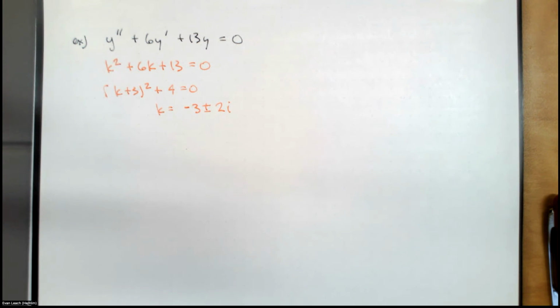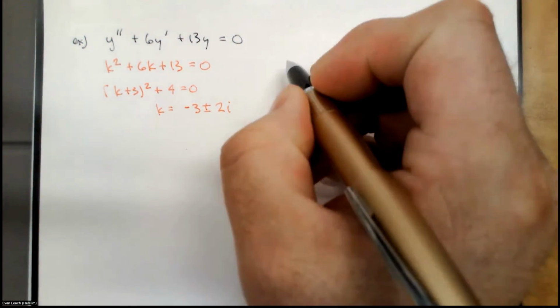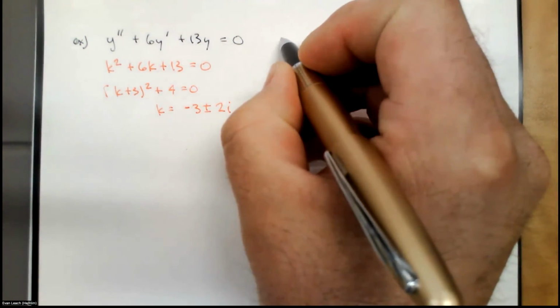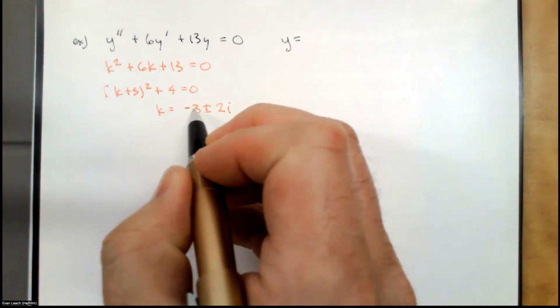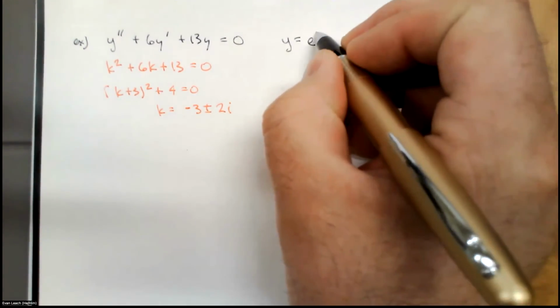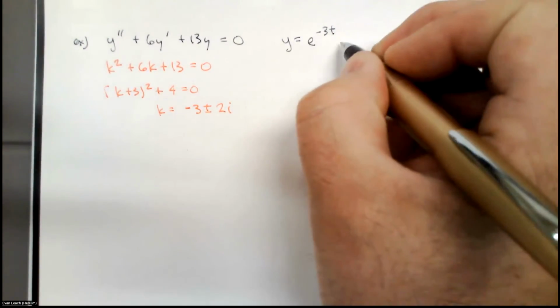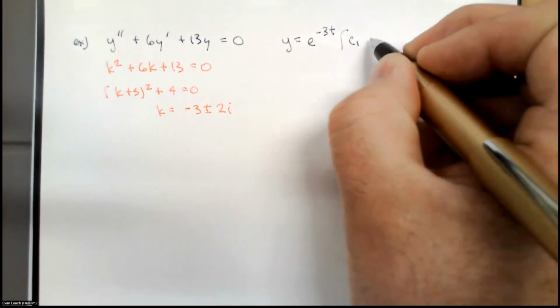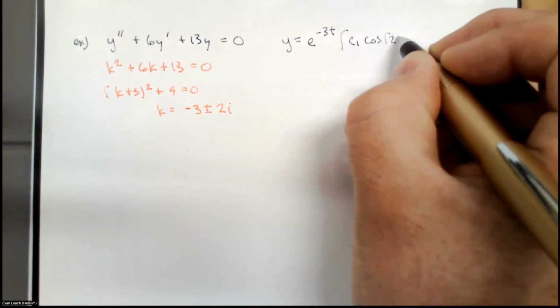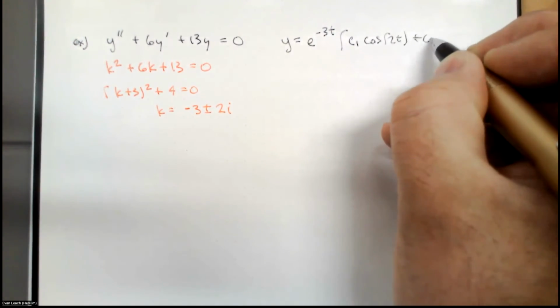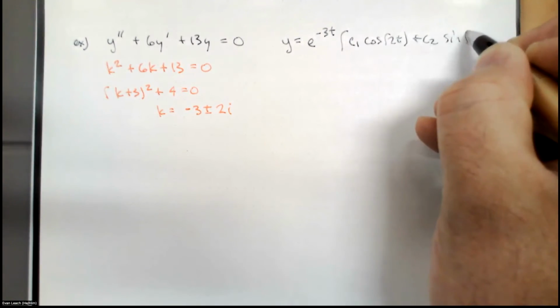So we need to build ourselves a general solution. In this case, a is -3, so I'll have e to the -3t times C1 cosine of 2t plus C2 sine of 2t.